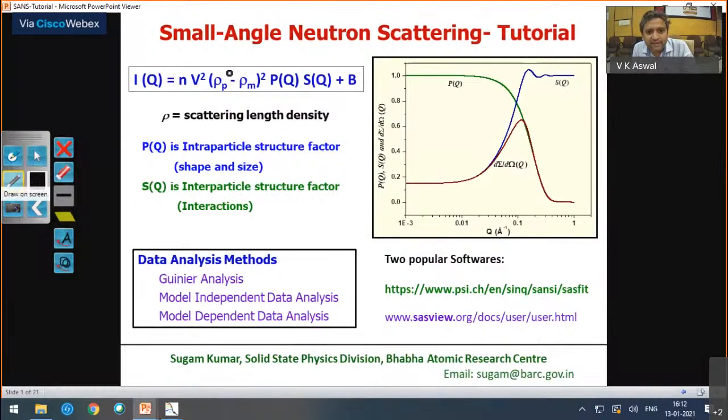If you see, this rho p minus rho s, squared, is a Q-independent term. If this is fixed for a given system, then you can vary it as a scale factor. So I was varying this as a scale factor. But if this is not fixed, if rho p is varying in your particle, say a core-shell particle, then you have to provide the value of the core, the value of the shell, and the value of the solvent. Then there is another scale factor, n, that can be varied.